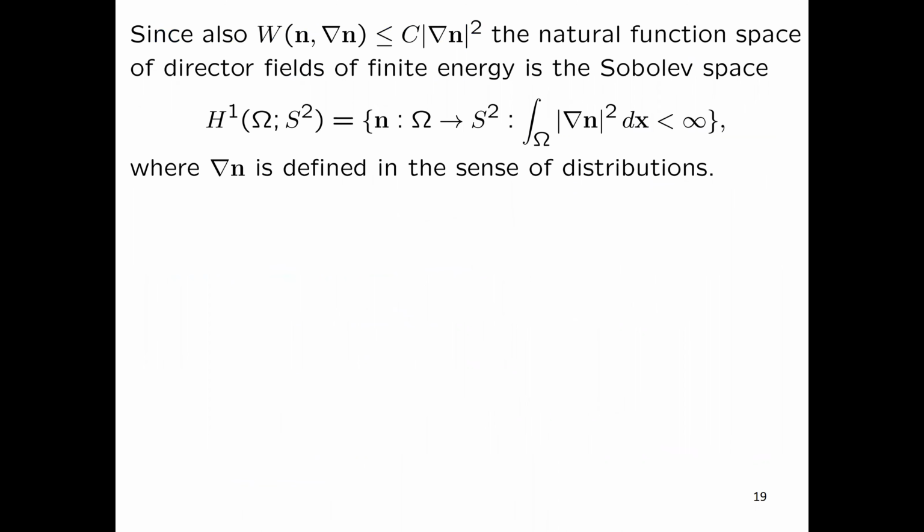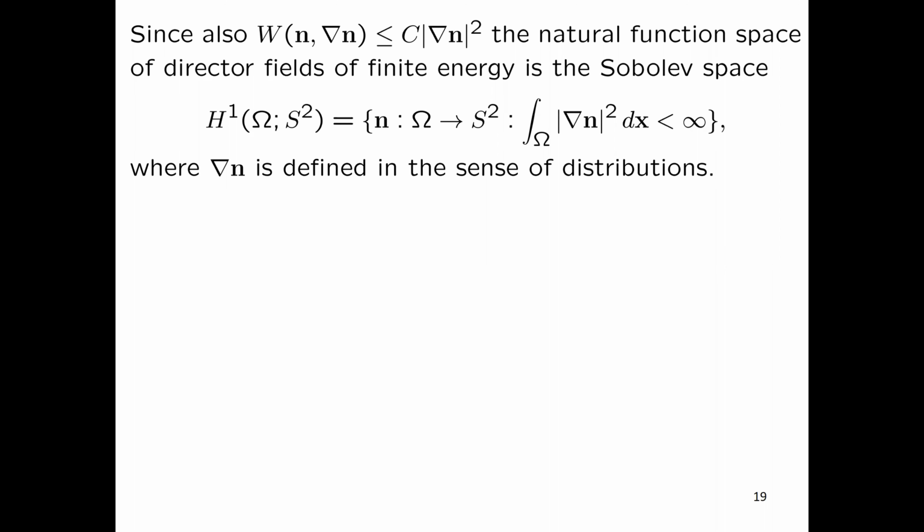Now, also, of course, n is bounded and W is quadratic in the gradient of n, so W is also bounded above by a constant times the gradient of n squared. So if the strict form of the Ericksen inequalities holds, W is bounded above and below by different multiples of the gradient of n squared.